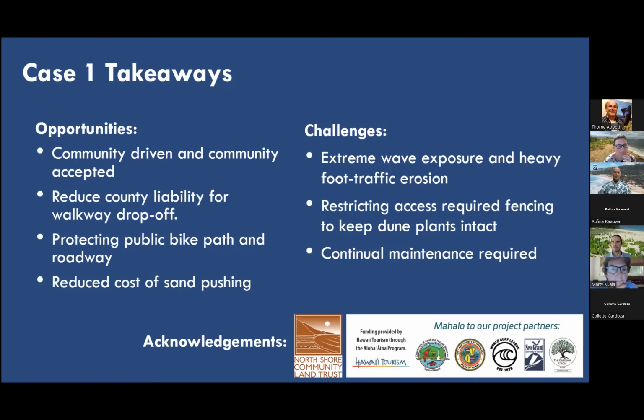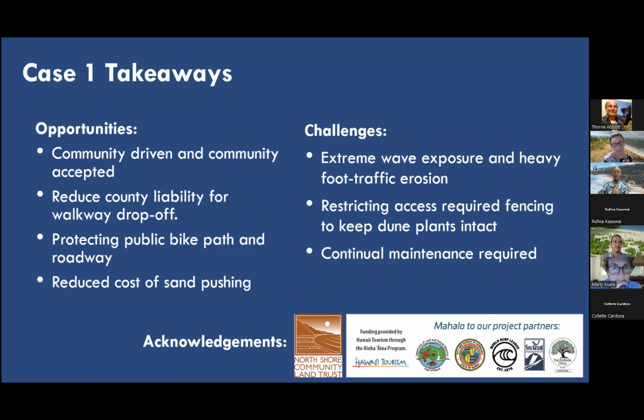They donated the money for all the landscaping, for all the plants. There was a huge reduction in liability for the county with not having a big drop off on this public walkway, bike path. And also the bike path was immediately in front of, and a portion of it still is immediately in front of the state highway. So it's in our interest to protect this area before it gets to the highway, and that might result in more aggressive erosion control measures like seawalls and armoring, things like that.